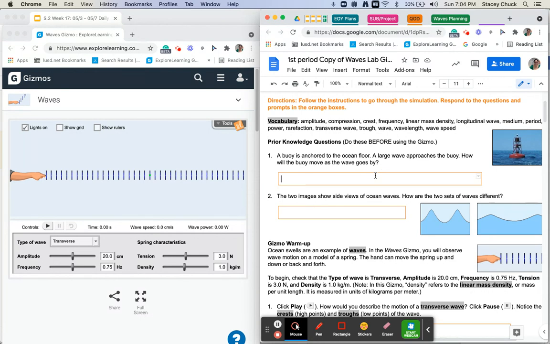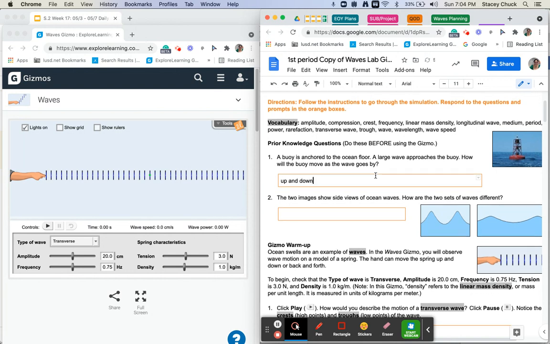Well, if you've ever watched a duck in a pond or anything floating in the water, it tends to move up and down. So an up and down motion is what we're going to see. The two images show side views of ocean waves. How are the two different? Well, the main thing I see is that there's a difference in height and there's a difference in separation. So the left side is higher and closer.